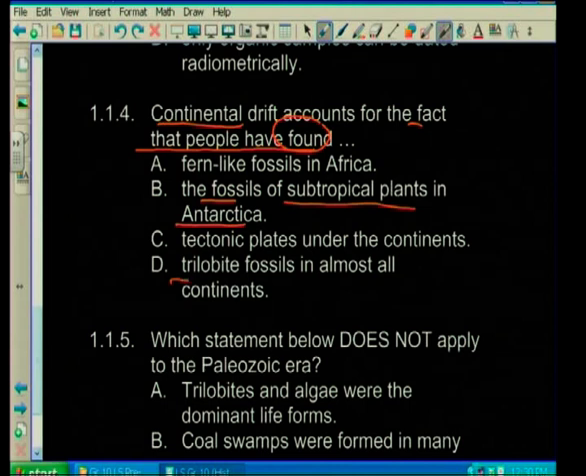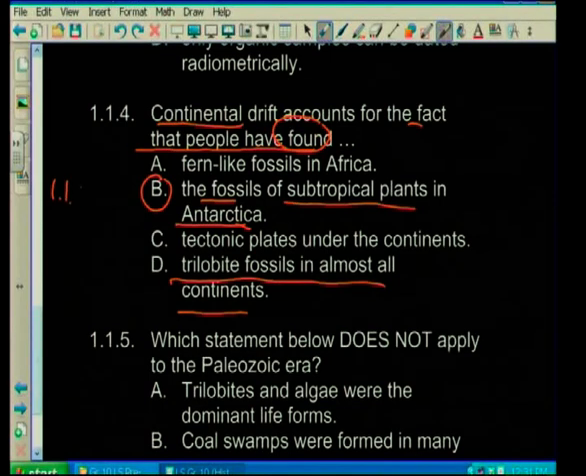Trilobite fossils in almost all the continents. If they were found in almost all the continents, that doesn't really indicate that there was a drift. But the fact that the continents drifted, and you can find fossils in Antarctica. Now remember, Antarctica is an ice-like region right towards the poles. So if fossils can be found in a polar area where there's only ice, it means that these fossils have actually moved towards that area. Therefore, the finding of fossils far from the sea is an indication or evidence of continental drift.